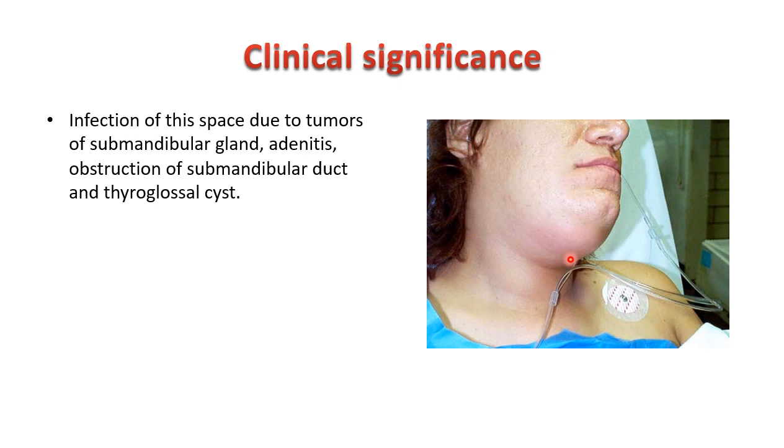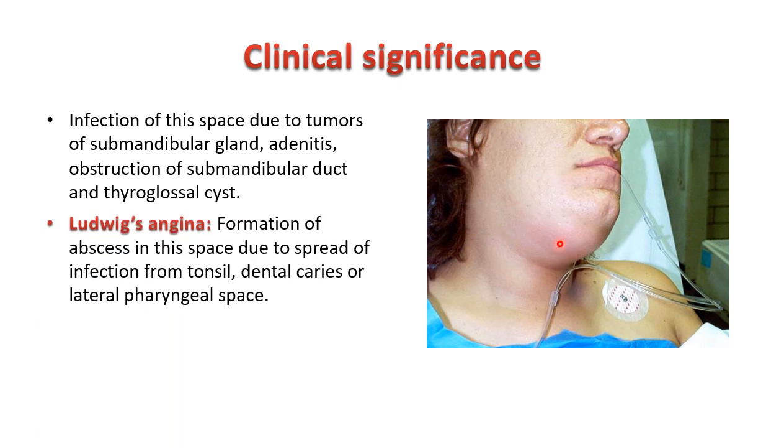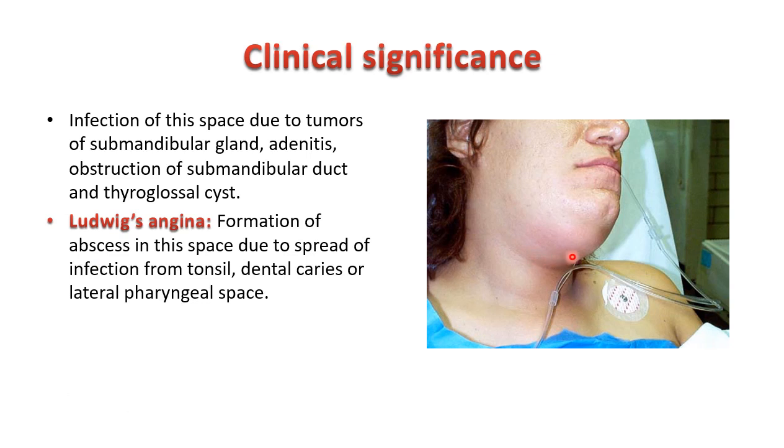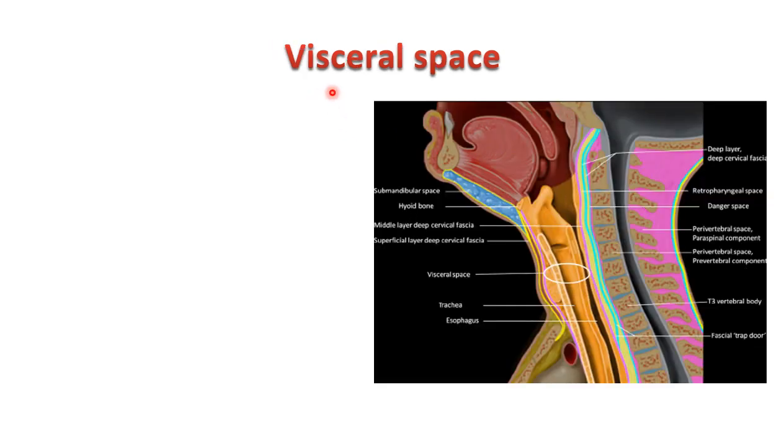Now, what is Ludwig's angina? You see a swelling or abscess in the submandibular region due to spread of infection from the lateral pharyngeal space, which is again mainly infections from the tonsil or from the dental caries. So we need tooth decay, infections from that naturally spread to the submandibular area, forming an abscess which is called as the Ludwig's angina.